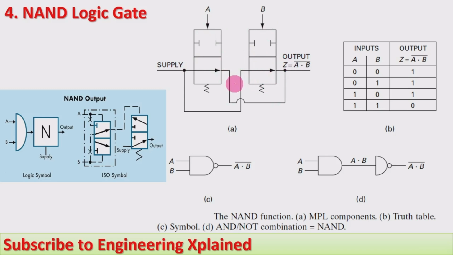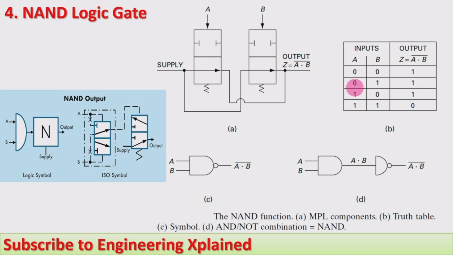If both are lower, then only we are going to get the lower value. That means exactly the reverse of the AND logic gate output in the truth table. Here we can see the inputs and output. If any one or both are lower, we are going to get the output higher. Here both A and B are lower, and we get a higher output.